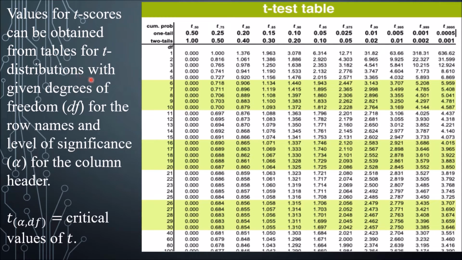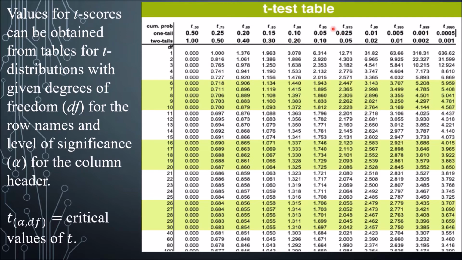Aside from the t-score formula, values for t-scores can be obtained from tables for t distributions with the given degrees of freedom, df, for the row names. So when we say df, it's actually the number of independent observations in a given data set. So these are the degrees of freedom, the row names here, and the level of significance, alpha, for the column header. So these are the levels of significance.